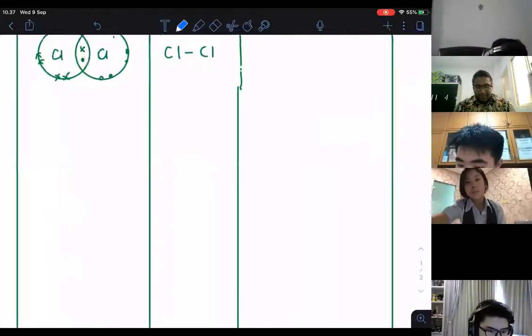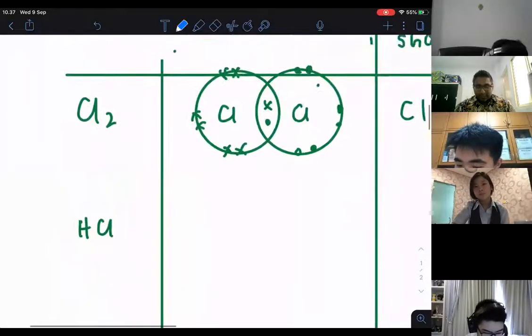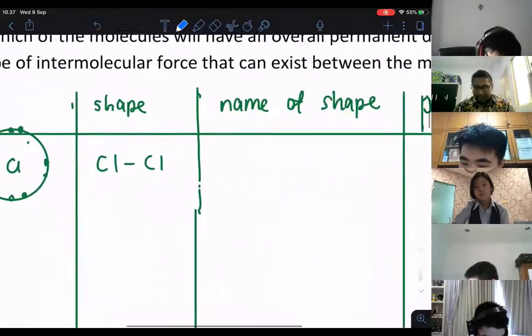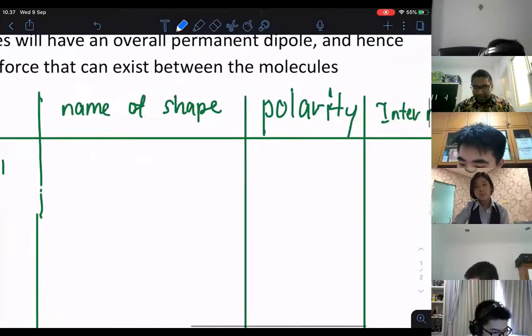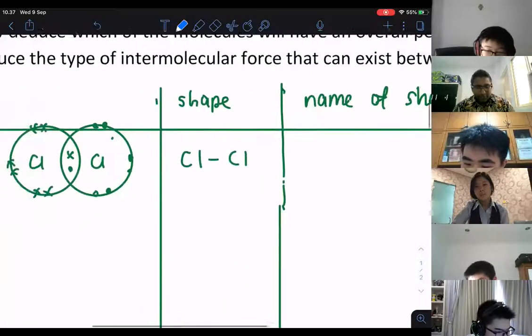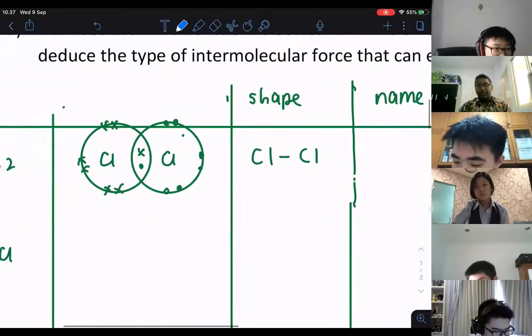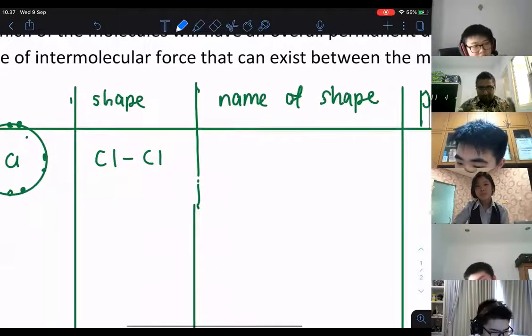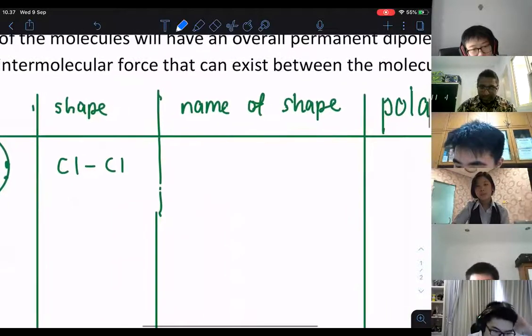So I've actually made this so that we can draw the cross dot diagram, mention the shape, the name, the polarity and so on. So the Cl2, this is the cross dot diagram. The shape, if I just do it in the form of a diagram, this is going to be the shape. The name of the shape, Sharon, can you tell me the name of the shape?